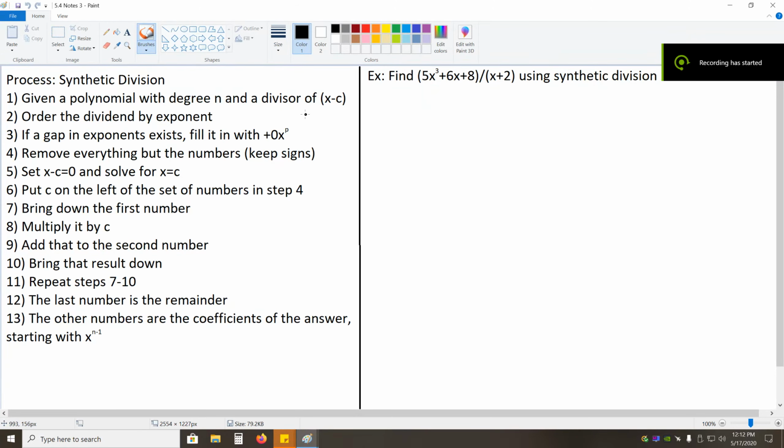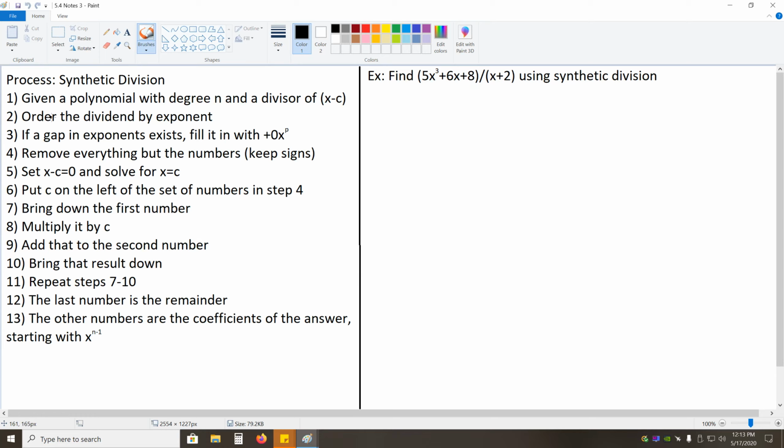For this section, we're going to be continuing on with synthetic division. This process may look intimidating at first, but you'll find that it's actually a relatively quick and simple process compared to the long division that we have worked with. For synthetic division, we say given a polynomial with degree n, so the largest exponent is n, and a divisor of x minus c. So it needs to be in the form x plus or minus some number for this to work.